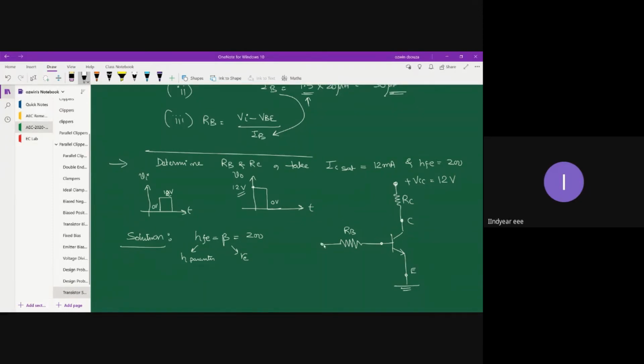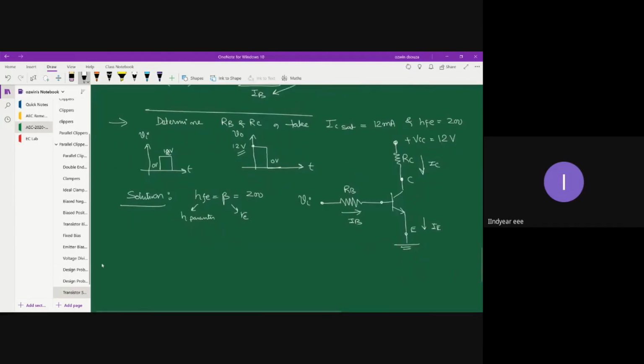This is where you connect your pulsed input. So this is your IB, IC.